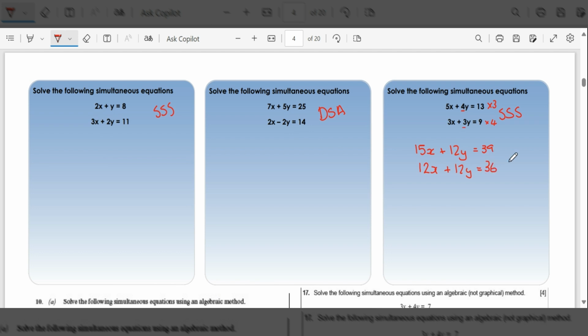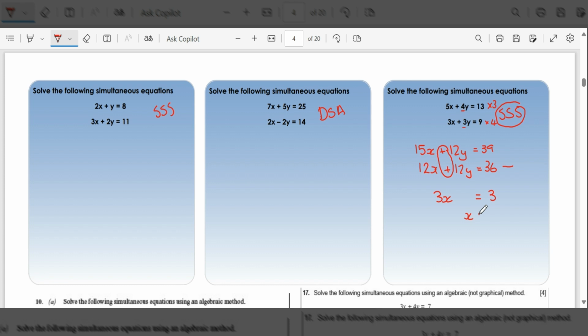Now, lovely people, now we use the SSS. Once the y's are the same, they are the same sign here. So we need to take them away from each other. So the top take away the bottom. 15x take away 12x is 3x. 12 take away 12, that means they disappear. And 39 take away 36 is 3. So basically what you're trying to do is get the y's to disappear by using SSS or DSA.